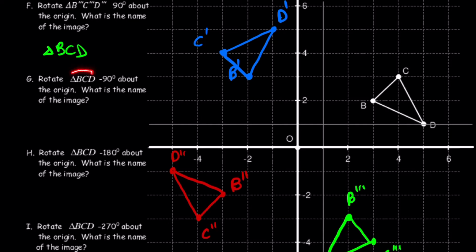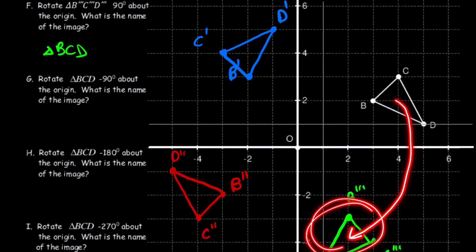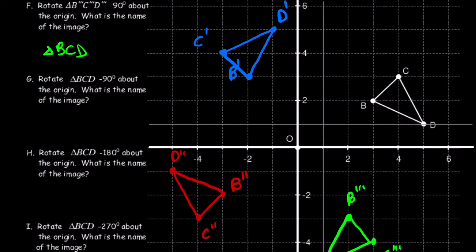What if I take the original triangle and rotate it negative 90? So negative means I go the other direction. Where does that go? Well, it goes to this one. That's the triple prime one. Triangle B triple prime, C triple prime, D triple prime.